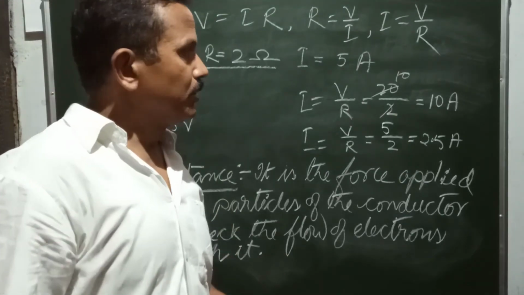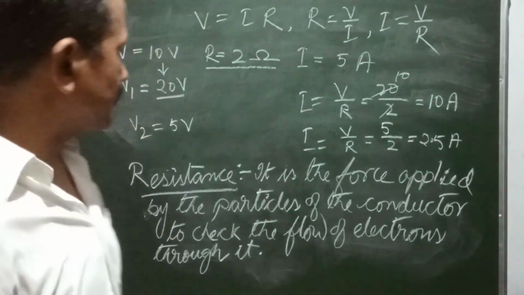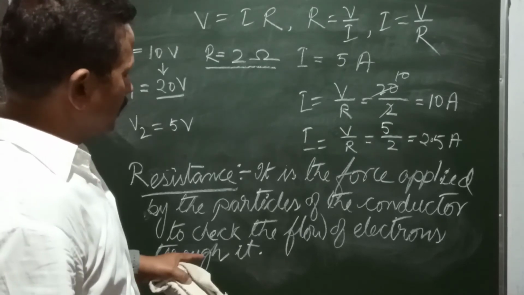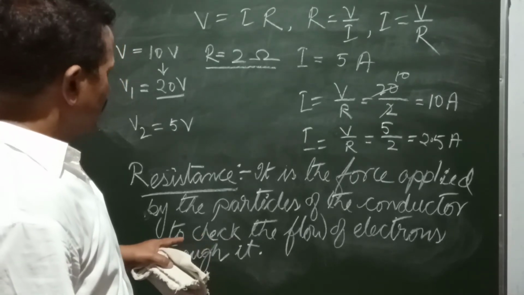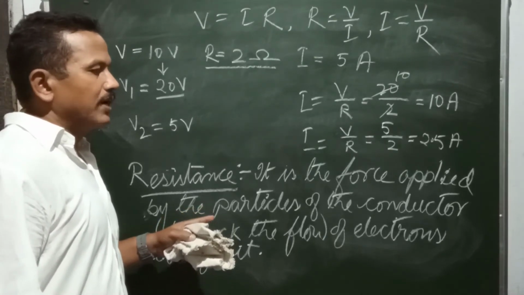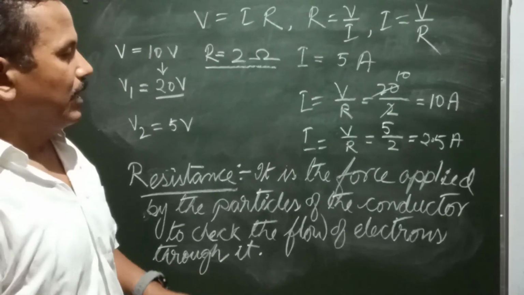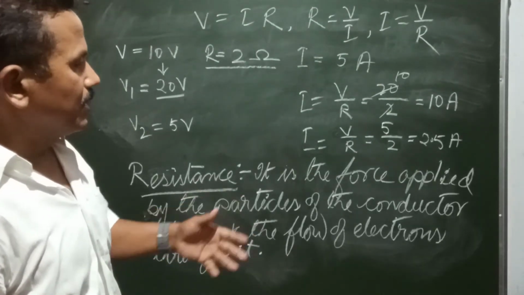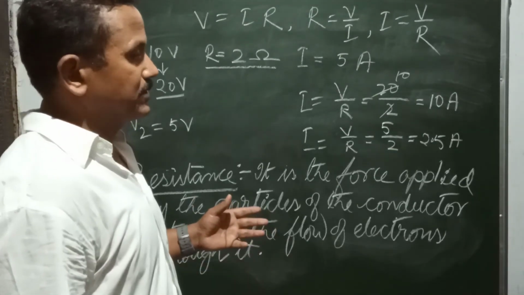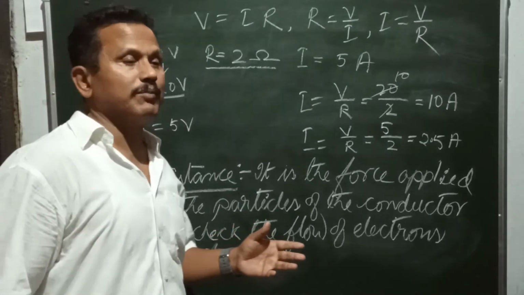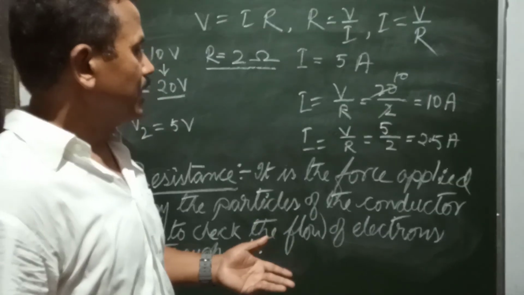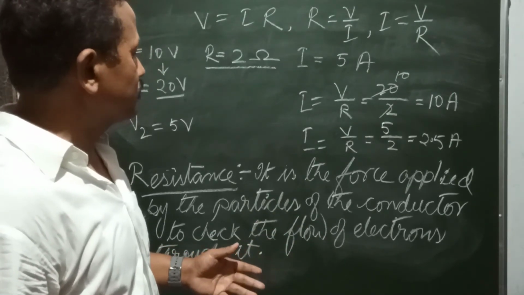That's it. You will find here that a resistance is nothing but a resistive force, a force that is applied by a conductor's particles to stop the flow of electrical charges, especially electron, through it. Similar as if somebody tries to overpower us, we try to check, we try to apply a resistance. It should be taken so simply, okay?